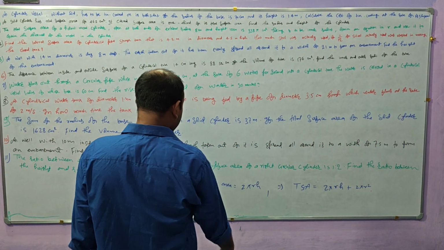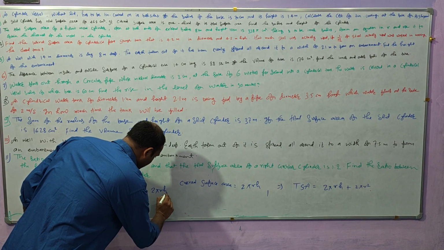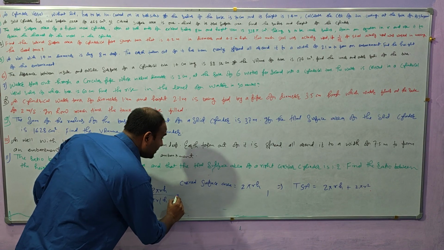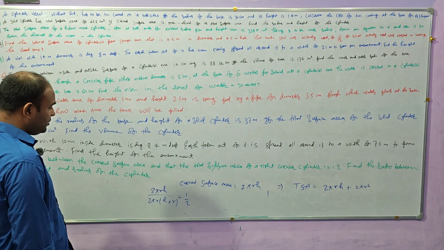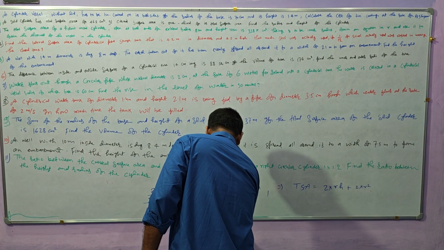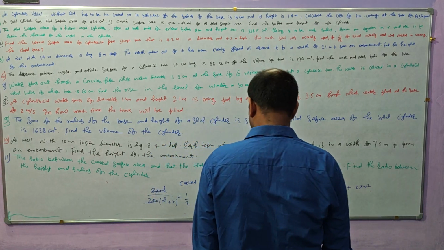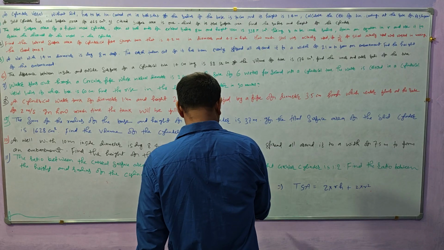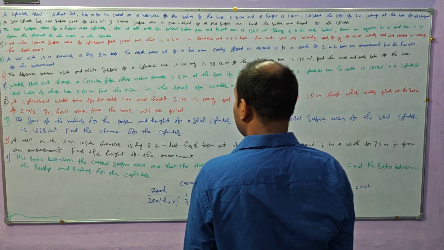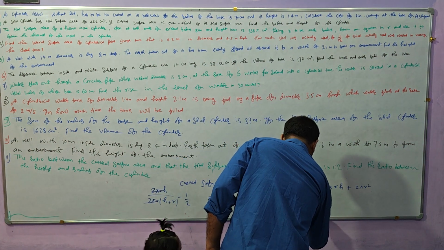So the ratio of both would be 2 pi RH upon 2 pi R into H plus R. That becomes 1 upon 2. 2 pi R and 2 pi R cancel out, so we get 2H is equal to H plus R. So H is equal to R. To find the ratio between height and radius, H upon R is equal to 1 is to 1.